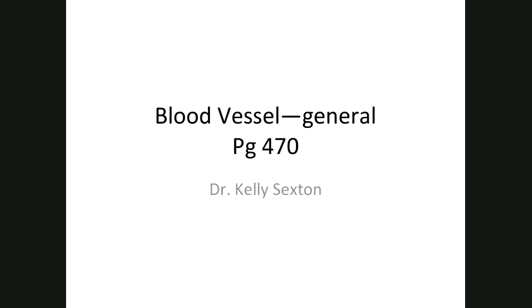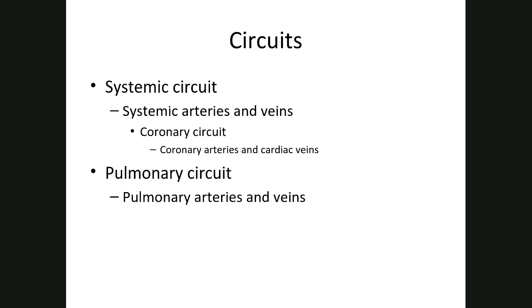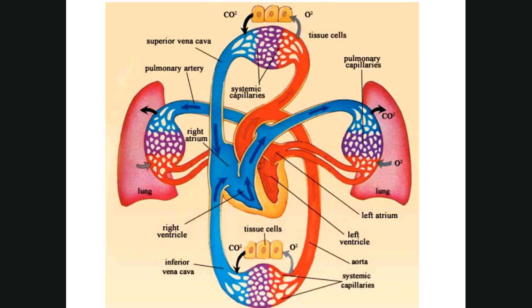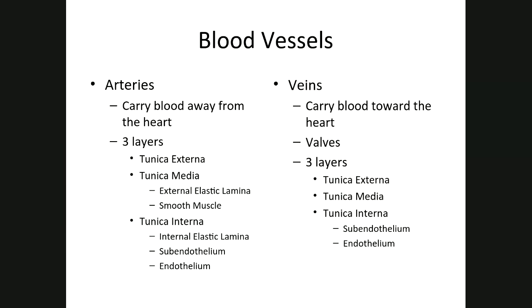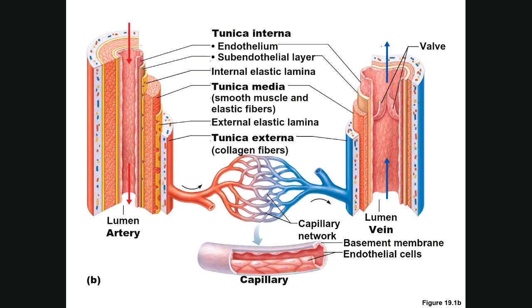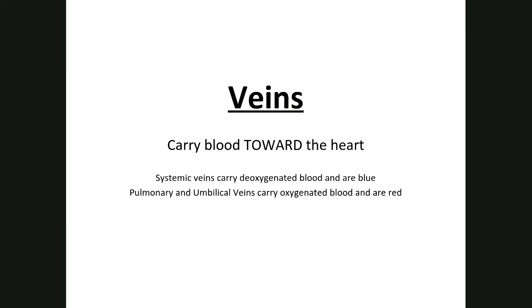So if we look at the general stuff about blood vessels, and if you're looking in your lab book, for most lab books, this is page 470. What you're going to see is a structure that looks something like this. So you're going to see this picture. And so if you look at blood vessels, you can see that they have layers to them. And so these layers are called tunics. And that's what we're going to see.